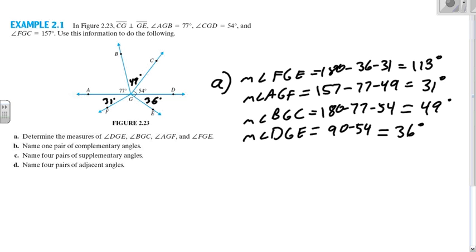So that concludes part A. Part B, name one pair of complementary angles. Complementary means they add to 90 degrees, so we know we have a 90-degree angle here. So angle CGD and angle DGE are complementary.